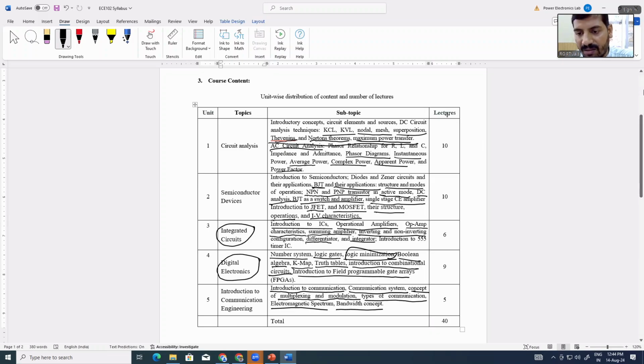The number of lectures is defined here. In total there are 40 lectures available, and within 40 lectures we have to complete the course. That is more than sufficient. And about the evaluation scheme, I am telling you, there are 2 exams. The first one is the mid semester exam.